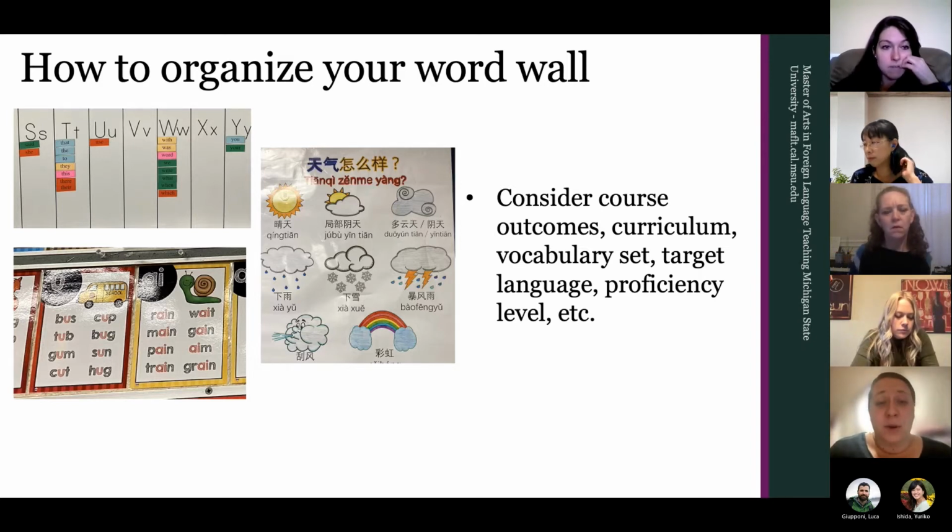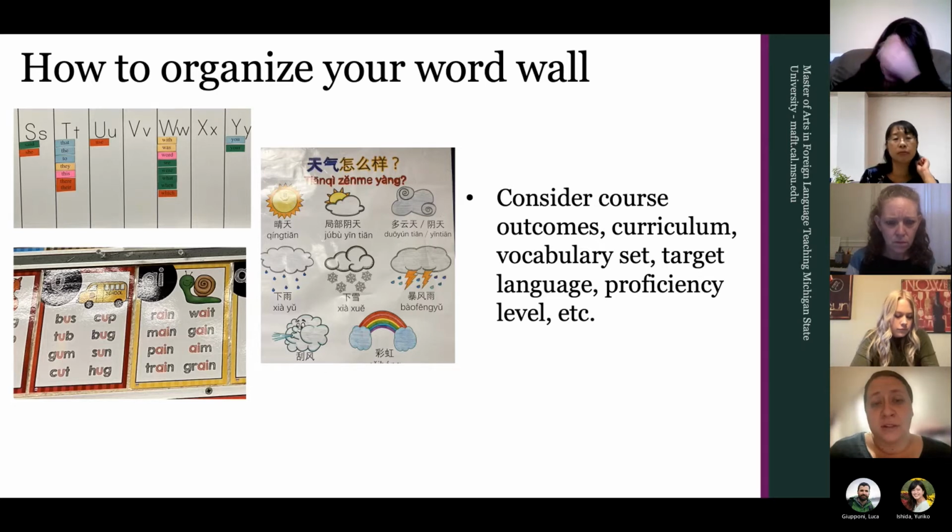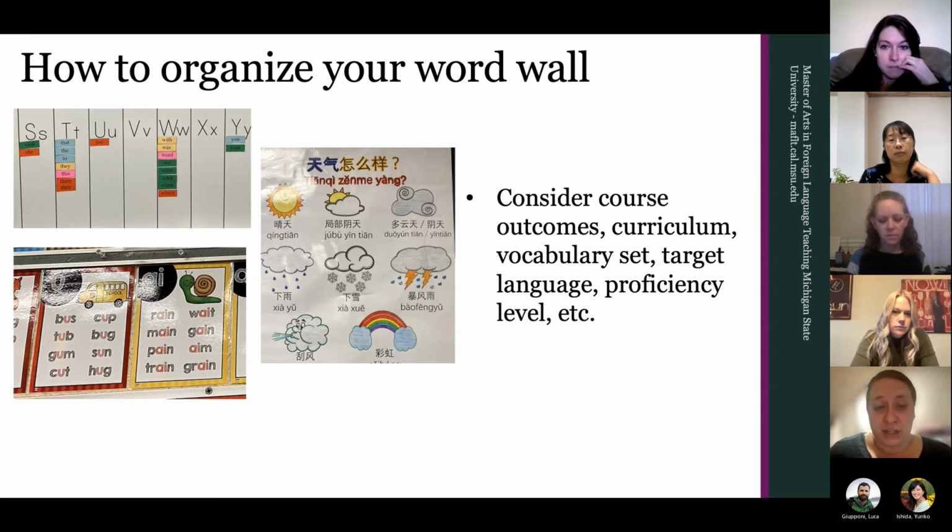Then the poster on the right is one for my classroom, which is thematic. So if you're talking about weather, these are some words you might need to use in order to get your meaning across.